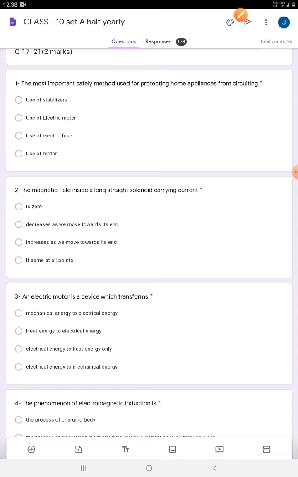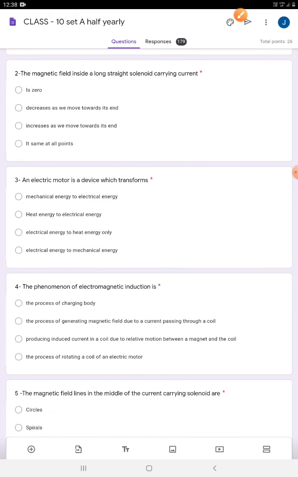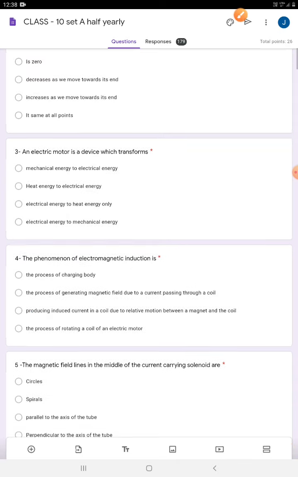Okay. Now next question. The phenomenon of electromagnetic induction is. This is also clear from my side, that electromagnetic induction means producing induced current in a coil due to relative motion between a magnet and the coil. So the most appropriate option of this question is C. So our answer is C. We know about the relative motion between magnet and coil. I already discussed all the things about this one. Faraday discovered this phenomenon, electromagnetic induction. Okay, now move to the next question.